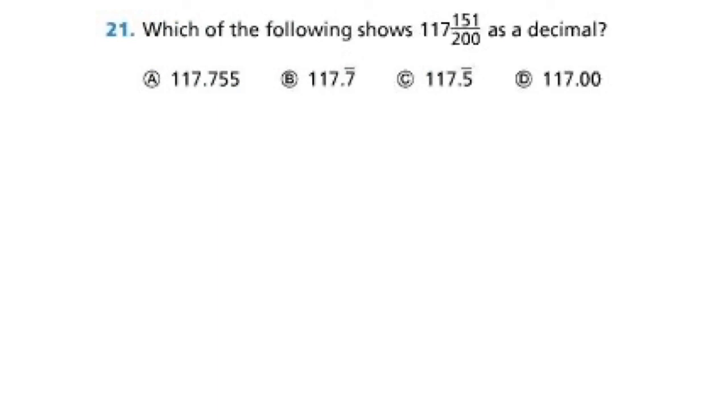Question 21. Which of the following shows 117 and 151/200 as a decimal? If you divide out the decimal part, 151/200, you are going to get 0.755. So the answer is A.